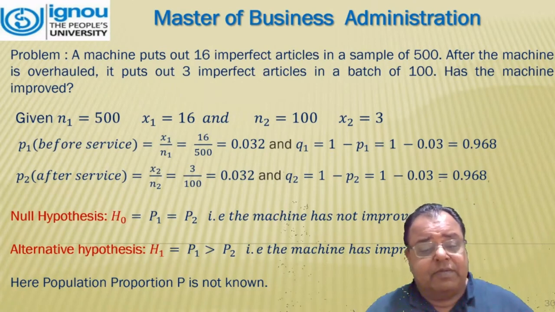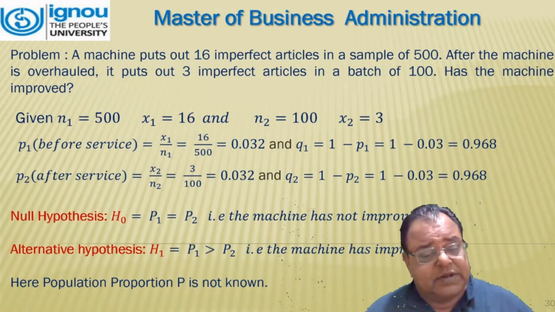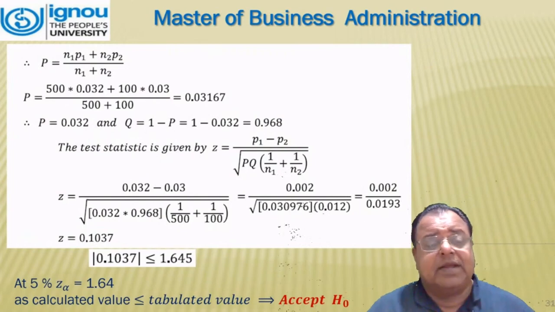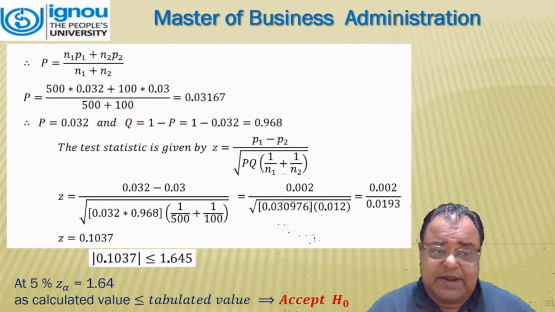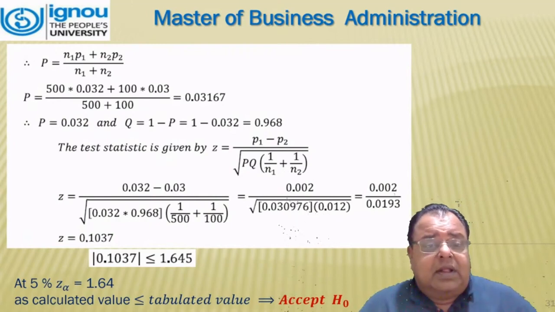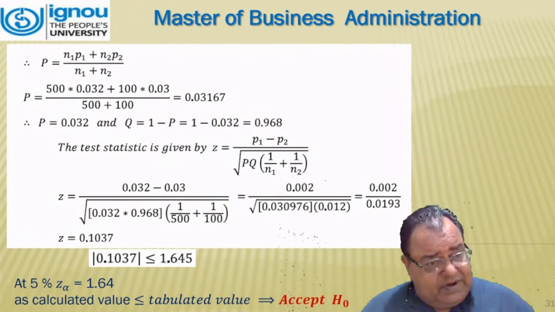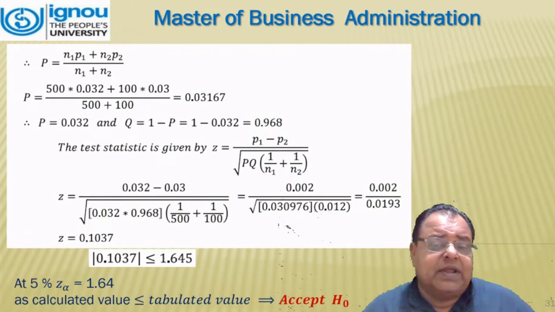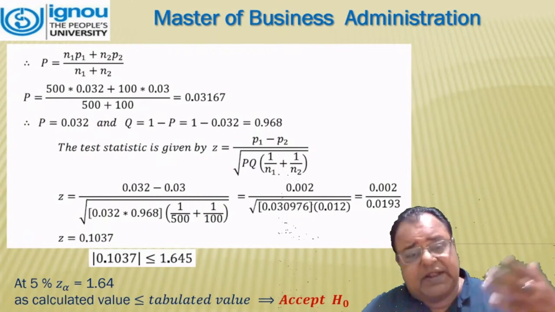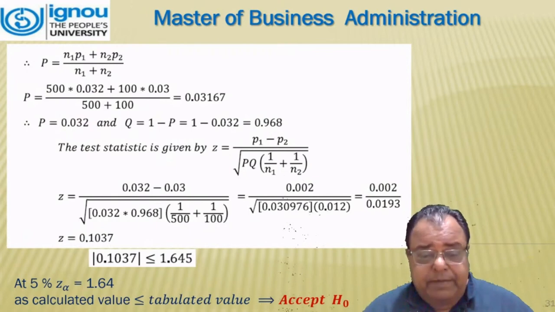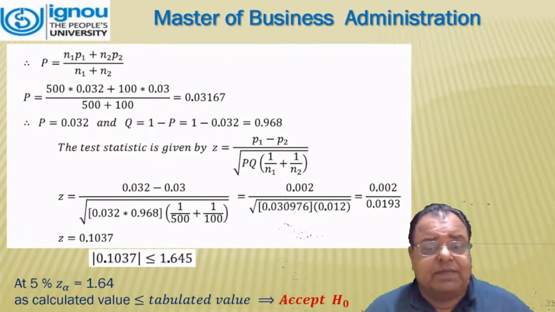Here, the population proportion is not given. What will we be doing? We have to first of all calculate that P. It is calculated as N1 P1 plus N2 P2 upon N1 plus N2. We have all the values with us. After substituting these values, we get capital P as 0.03167 and your Q will be subtracting this value from 1, which comes out to be 0.96. Now we will be testing the statistic Z, which is P1 minus P2 upon root of PQ times 1 upon N1 plus 1 upon N2.